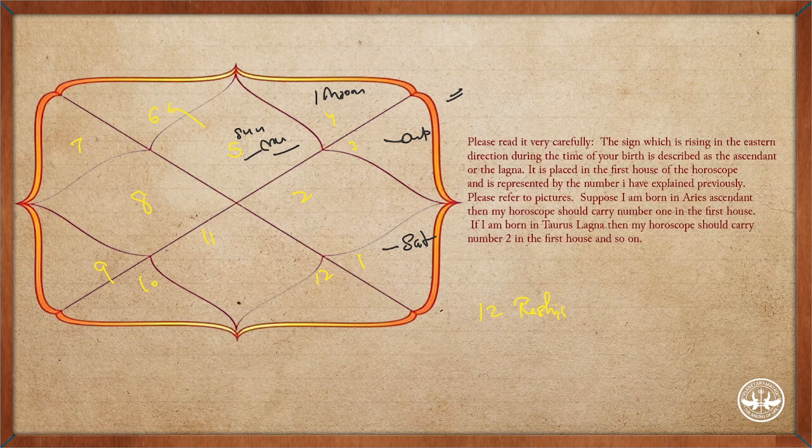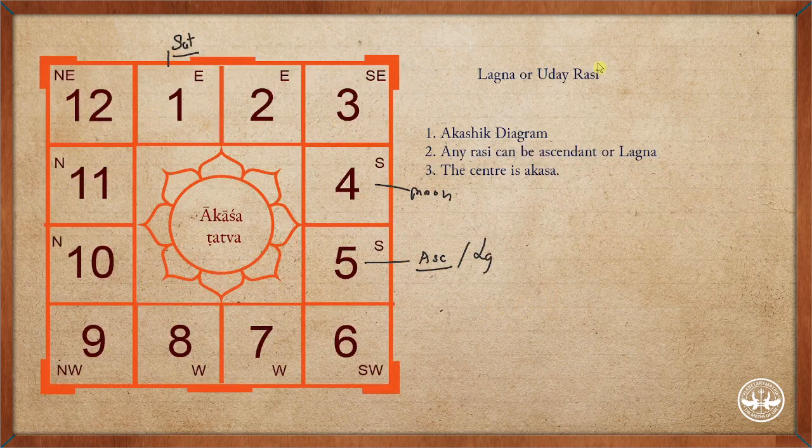How? Suppose the Rashi is Mesh, in this particular top sign, lagna is Mesh. Now Mesh is a Hasva Rashi. Hasva Rashi means it's a small Rashi. So if suppose a person wants to know about his height, he has to study where Mars is placed. Suppose Mars is placed in a Dirgha sign. This is a Dirgha sign.